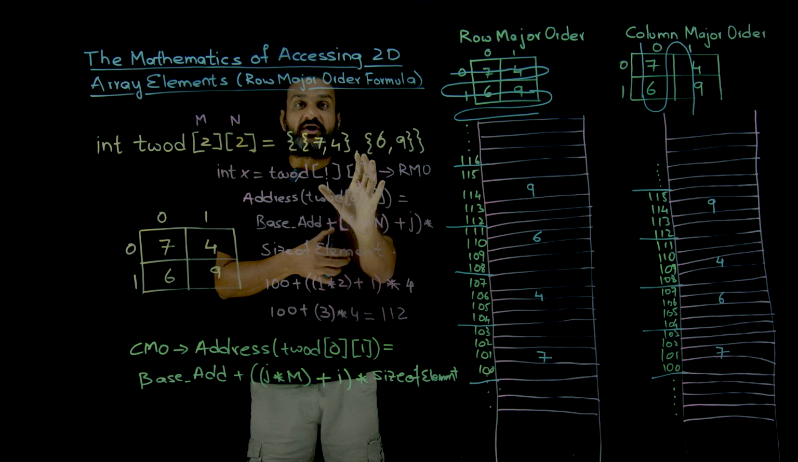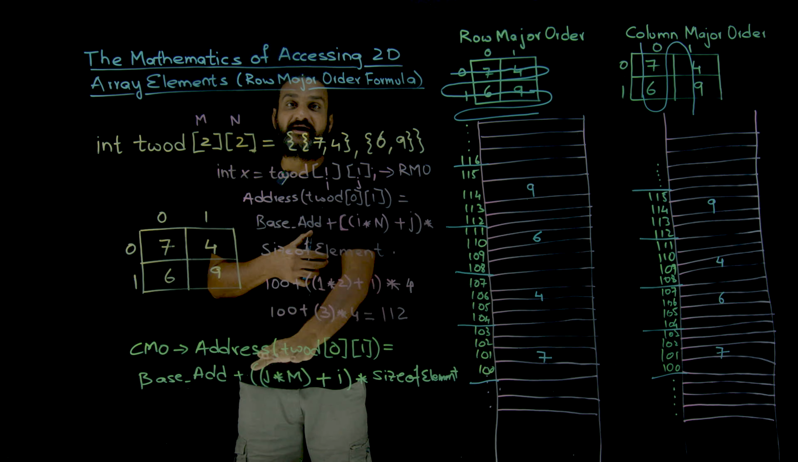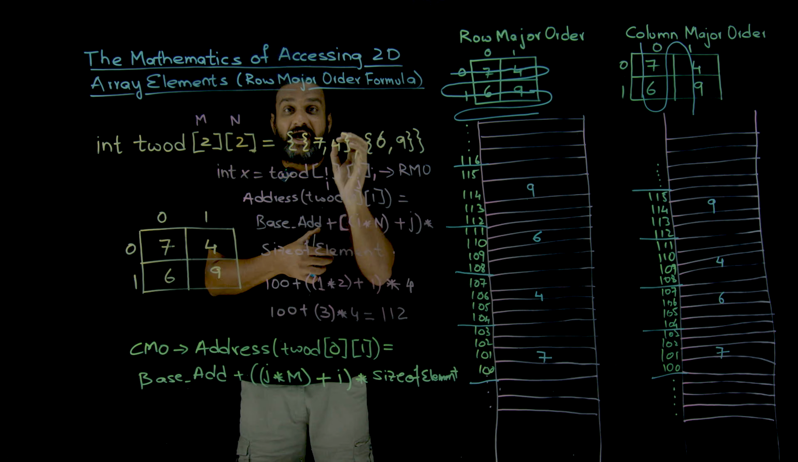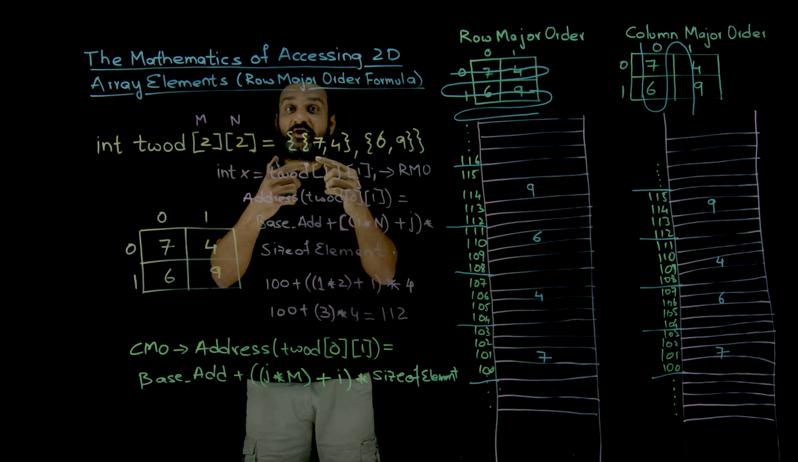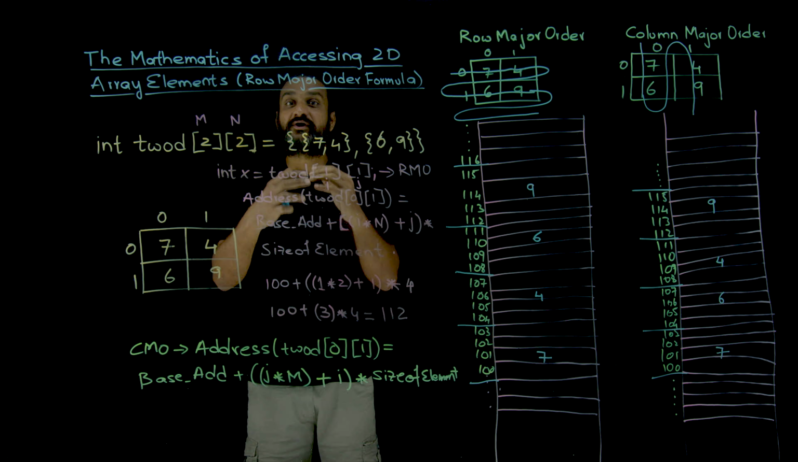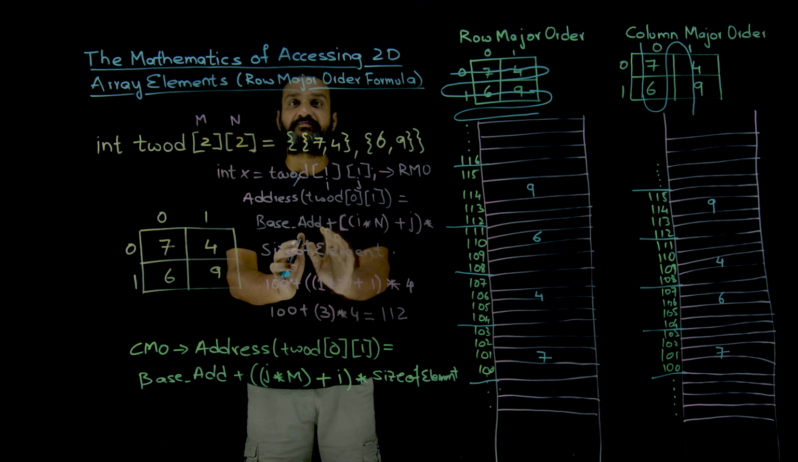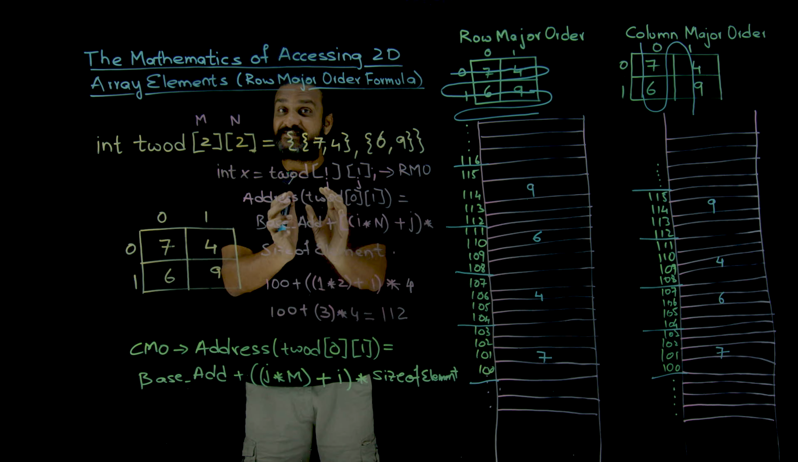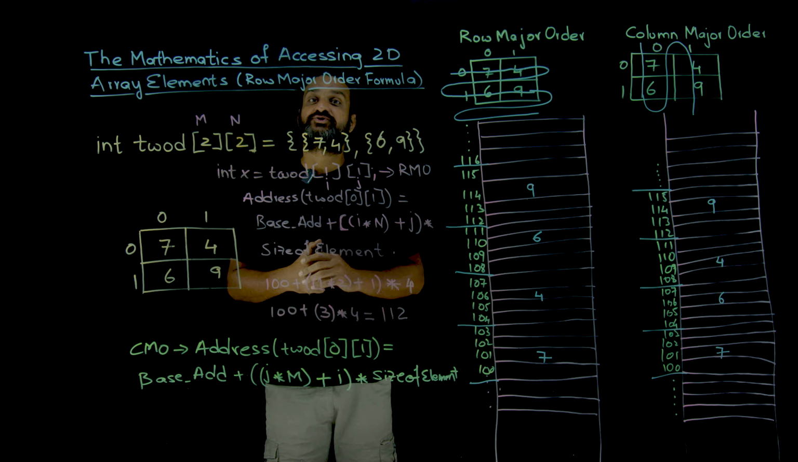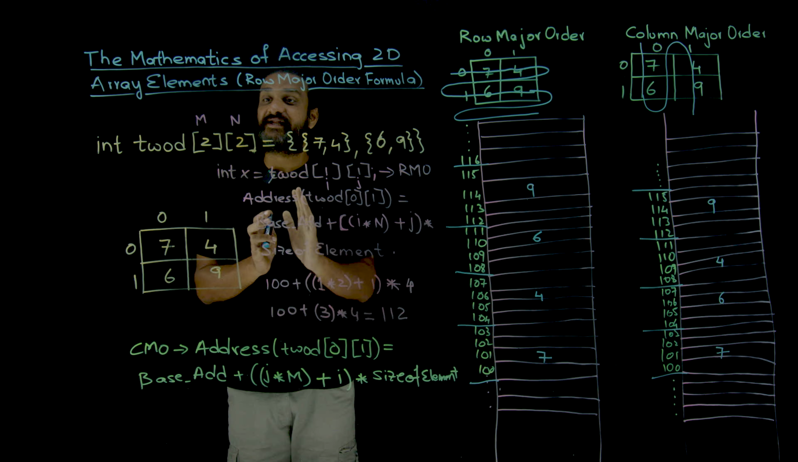The formula for column major order is also provided here. So I request you to understand the formula on your own. Very simple to understand. We will try to make this as simple as possible. So let's get started with the concept by using an example.